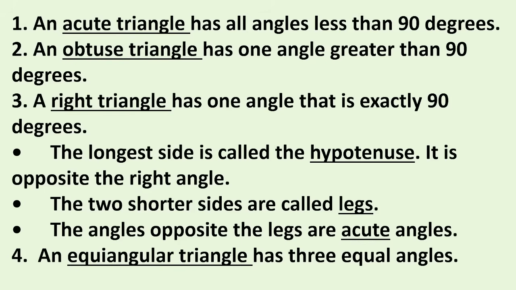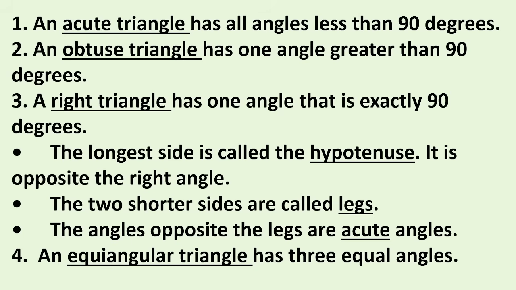An acute triangle has all angles less than 90 degrees. An obtuse triangle has one angle greater than 90 degrees. A right triangle has one angle that is exactly 90 degrees. The longest side is called the hypotenuse.